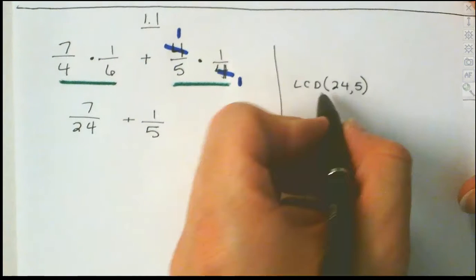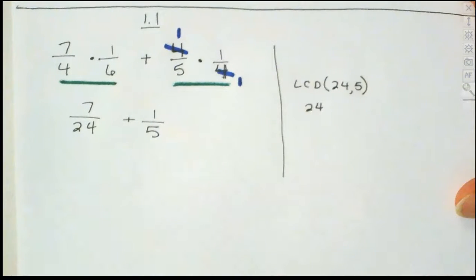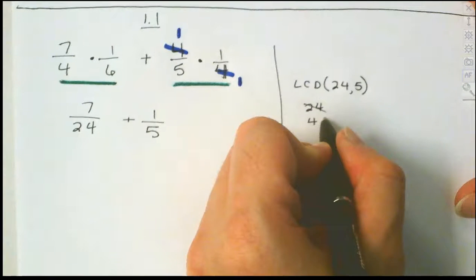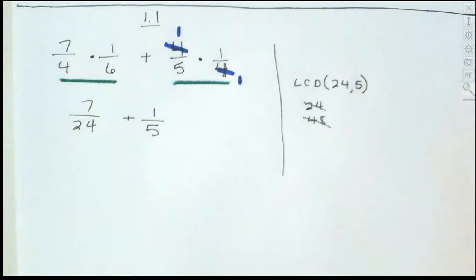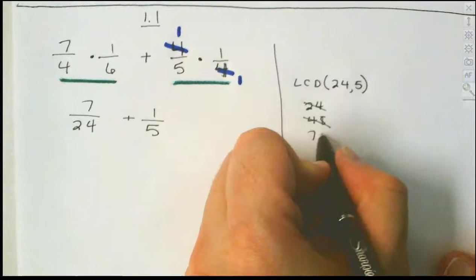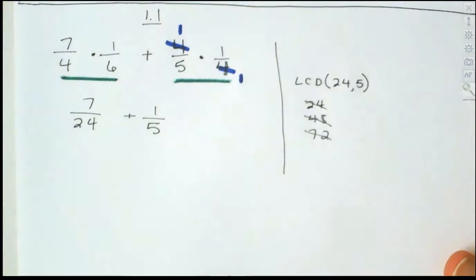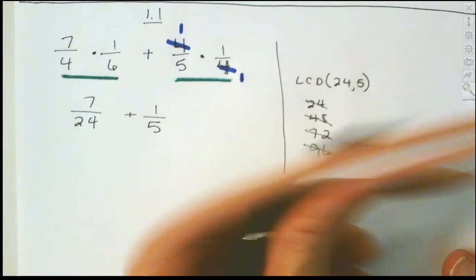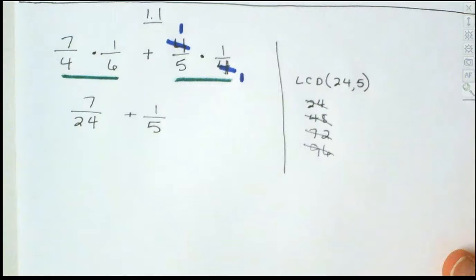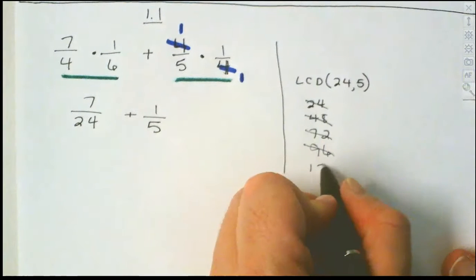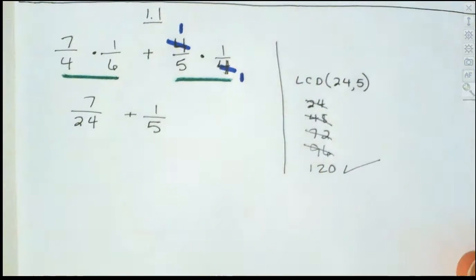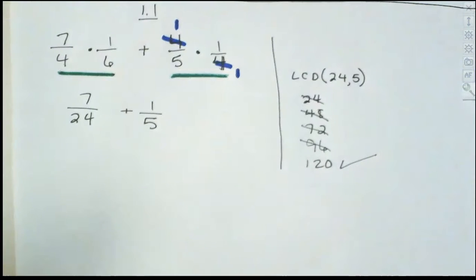Well, we start with 24. Does 24 go into 5? We'll just write out our factors. Nope. Then we've got 24 times 2. That's 48. That doesn't work either. We've got 24 times 3, which is 72. Doesn't work. 24 times 4, 96. That doesn't work. And finally, we've got 24 times 5, which is what? 120, and it works.